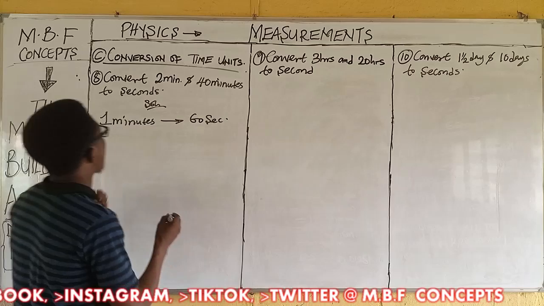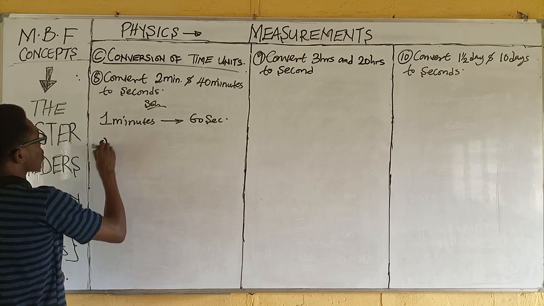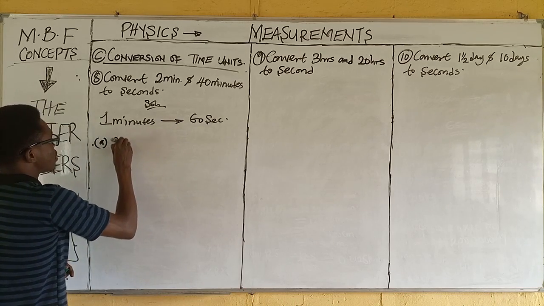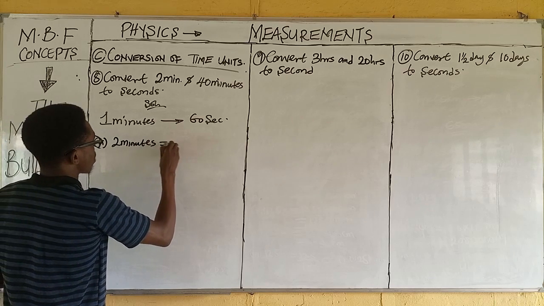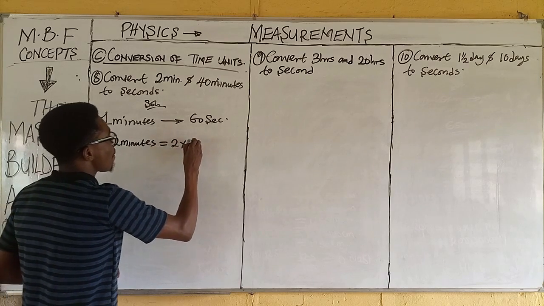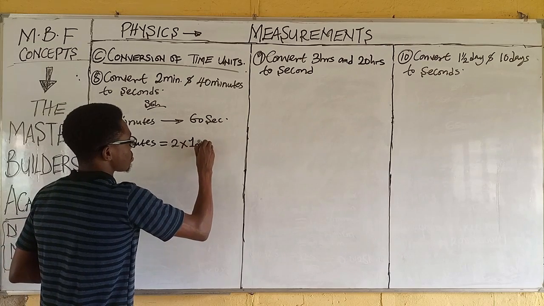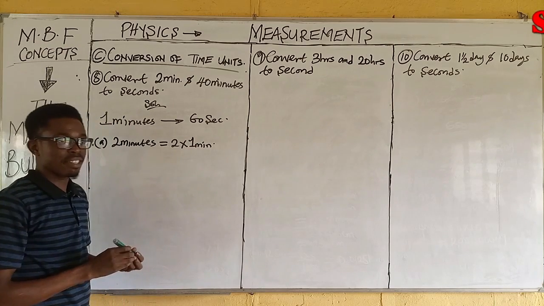So if we are given 2 minutes here, all we just need to do now is: 2 minutes is equivalent to what? 2 times 1 minute. This is one of the steps.